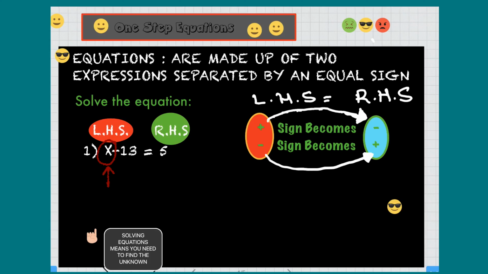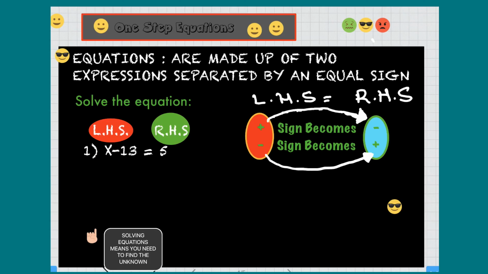To solve an equation, we need to have the x on its own on one side of the equation. There are two sides, the left hand side and the right hand side. So x minus 13 equals 5. The side on the left of the equal sign is called the left hand side, and the side on the right is called the right hand side.